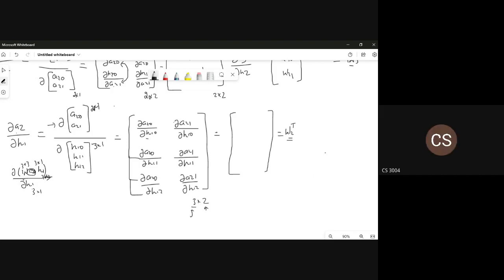You can take it for granted that if you follow the numerator rule, then the transpose will not happen. It will be the same as W2 only. Here you could have written it directly. I'm just expanding all these things to once again reinforce the same concept. I'm not telling you every time you have to do this. Once you understand, you can simply write it down directly.